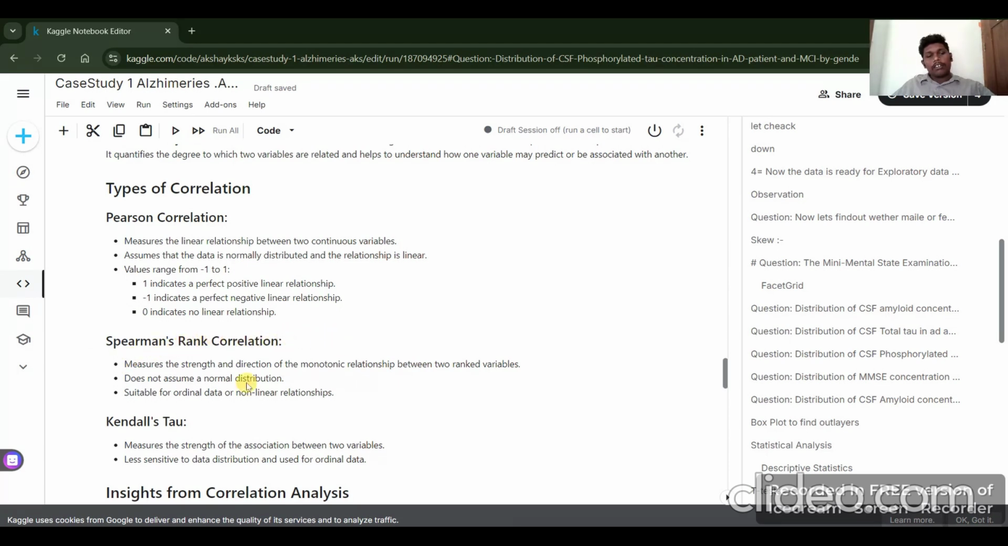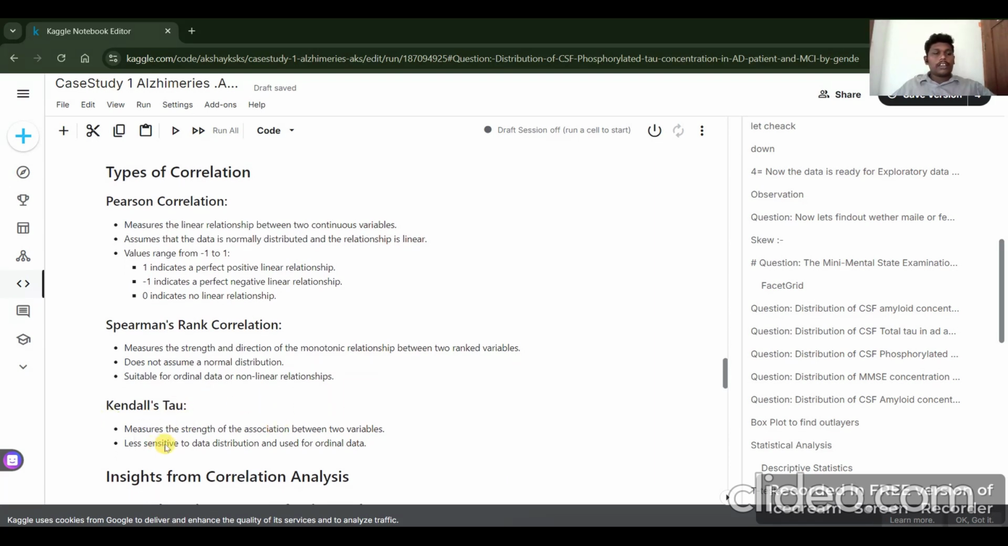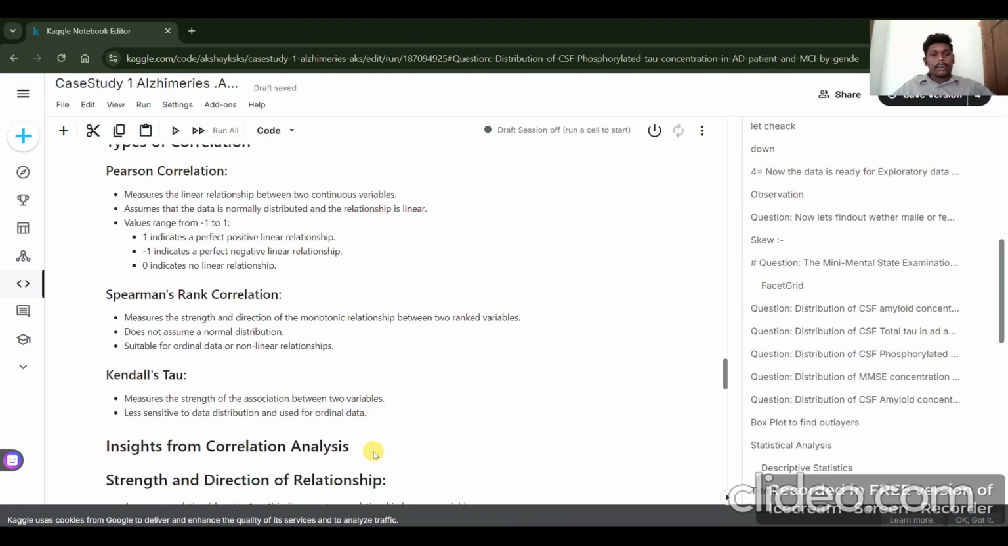Spearman's rank correlation measures the strength and direction of the monotonic relationship between two ranked variables. It does not assume a normal distribution and is suitable for ordinal data or non-linear relationships. Kendall's tau measures the strength of association between two variables, is less sensitive to data distribution, and is used for ordinal data.